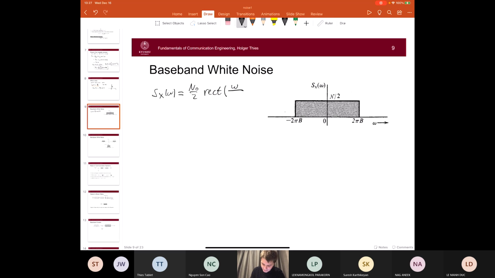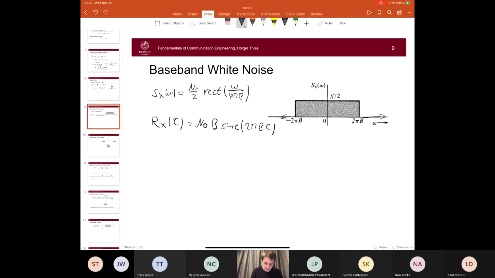over 2pB, over 4, actually, 4pB, right? So we will filter out everything outside here and outside here, and then we can calculate the autocorrelation function by taking the Fourier transform. We have seen what the Fourier transform of the rectangular impulse function is in the Fourier transform lecture. So this will be just N0 times B times the sinc function at 2pB tau.